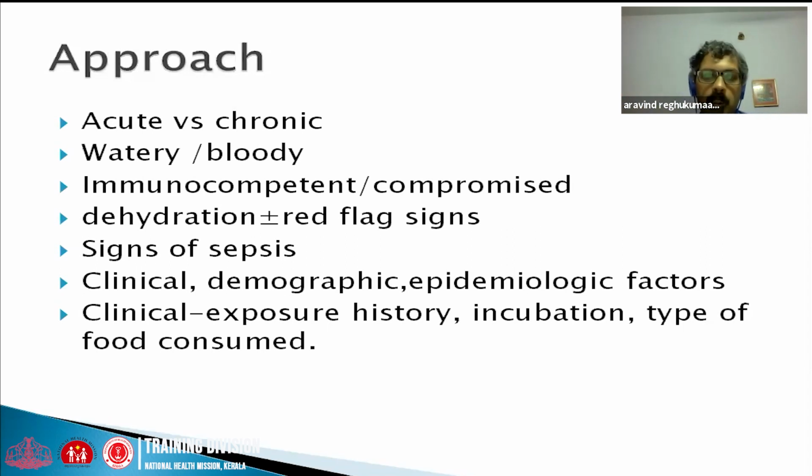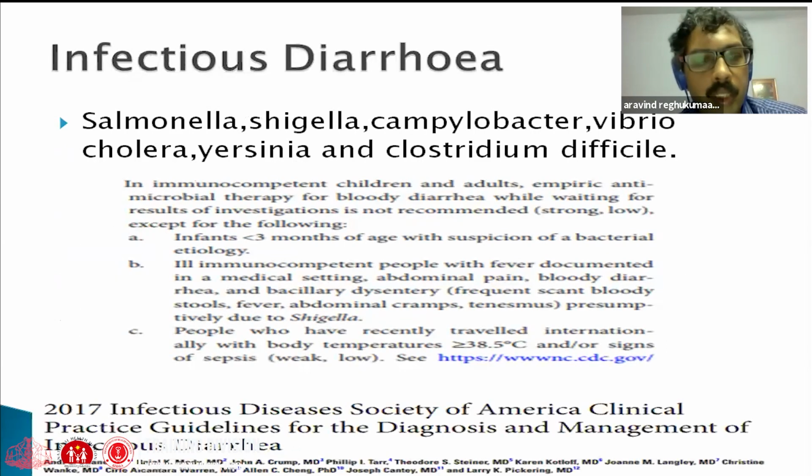Then the type of food consumed, whether the patient has taken pork or say poultry or eggs or egg products, milk products, etc. From that also you have a clinical clue towards the probable etiology and whether antibiotics are required. So these are the common organisms, the situations where antibiotics might be required in case of diarrhea. That is, if you're suspecting Salmonella, Shigella, Campylobacter, Vibrio, Yersinia, Clostridium difficile. So as per the IDSA 2017 recommendations in immunocompetent children and adults, empirical antimicrobial therapy for bloody diarrhea while waiting for investigation results is not recommended, except in the following situations.